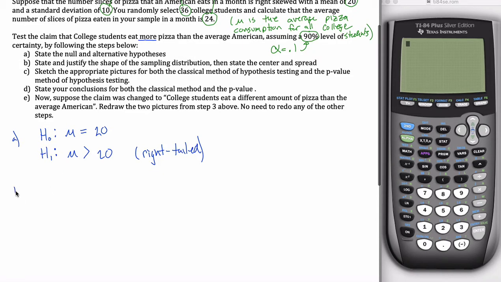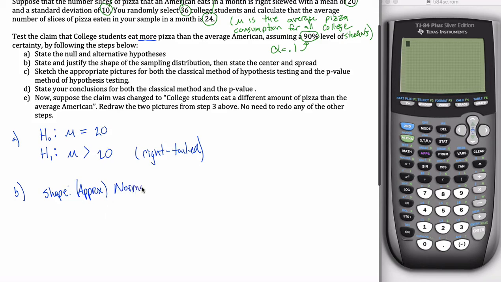Step 2, or B, I guess, in this one. State and justify the shape of the sampling distribution, then state the center and spread. Did I say skate? No, state. Sorry, I can't read. State and justify. Okay, so the shape is approximately normal, or you can just write normal if you want. I don't really care.